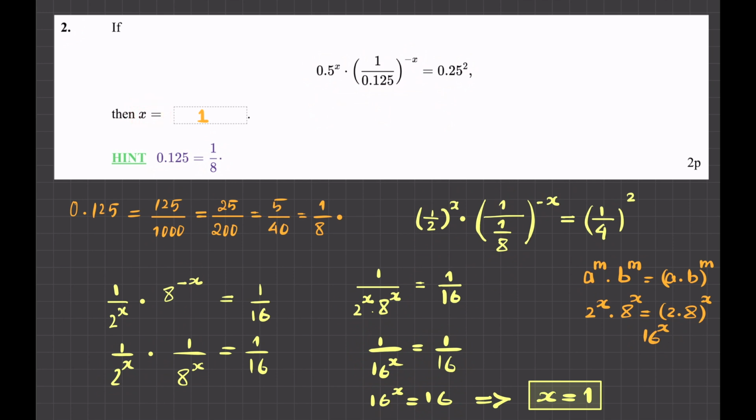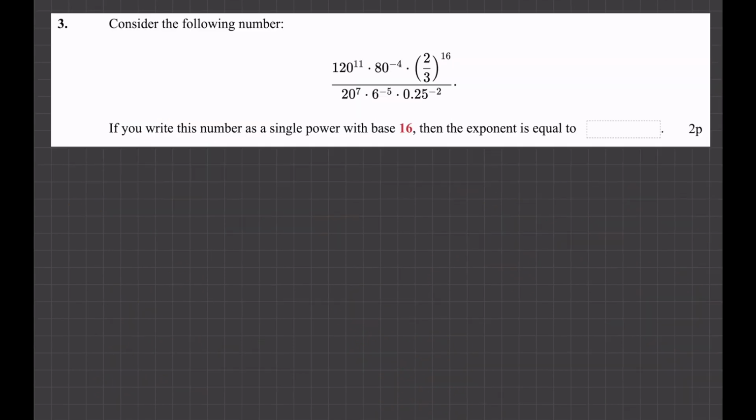Okay? So now we go to the next problem. Okay, now let us solve the last problem, number 3. Consider the following number. If you write this number as a single power with base 16, then the exponent is equal to what?